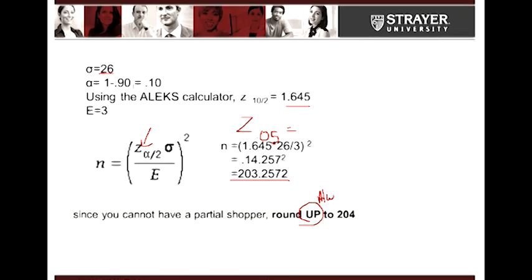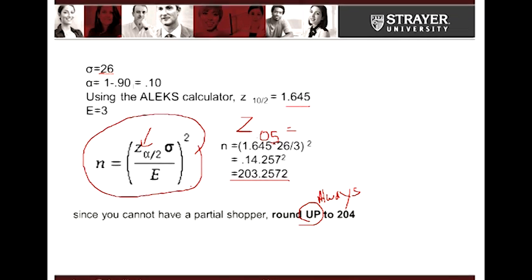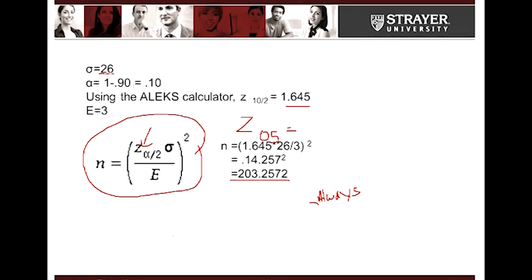Since you cannot have a partial shopper, we always round up. And that is always. You do not round these mathematically, because if you were to take this down to 203, that would go below the minimum. So you would no longer have enough to give that margin of error. Okay? So your formula is right here. Just grab the numbers, plug them in. So this is for minimum sample size.